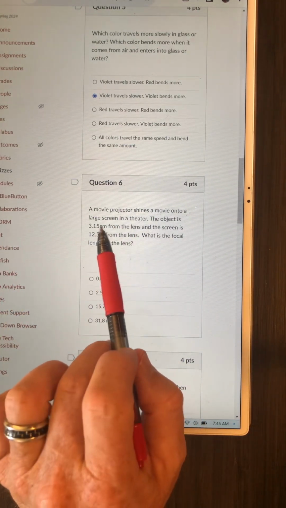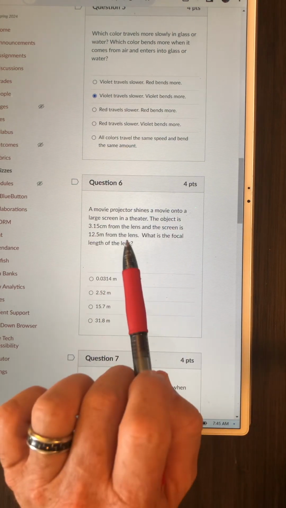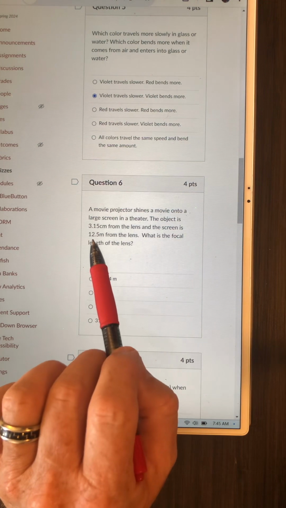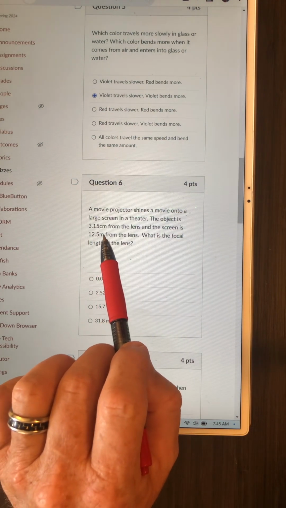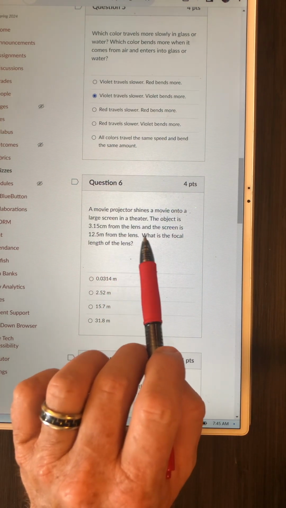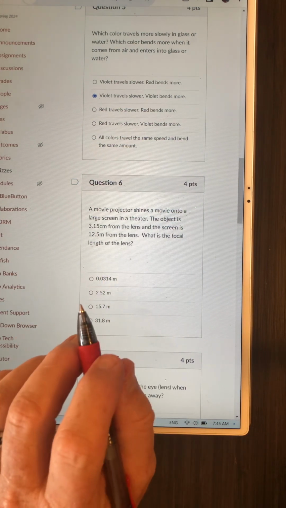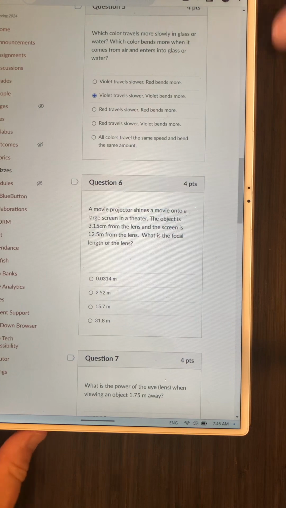Number 6 says a movie projector shines a movie onto a large screen in a theater. The object is 3.15 centimeters. Watch our units here from the lens. And the screen is 12.5 meters. What is the focal length of this lens?